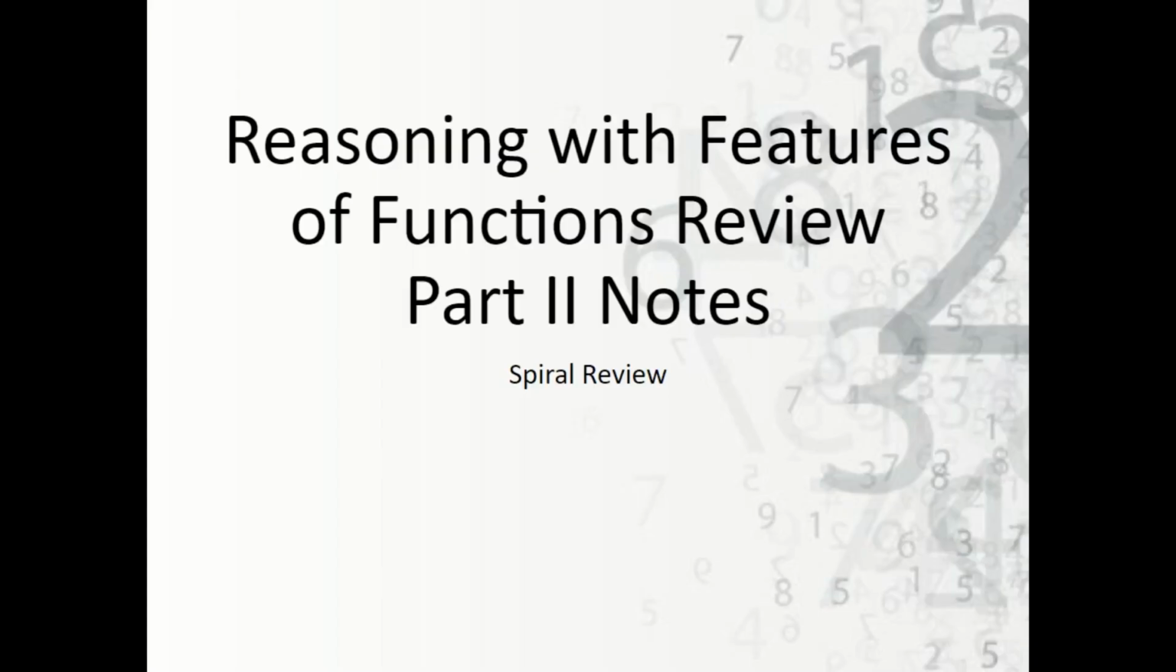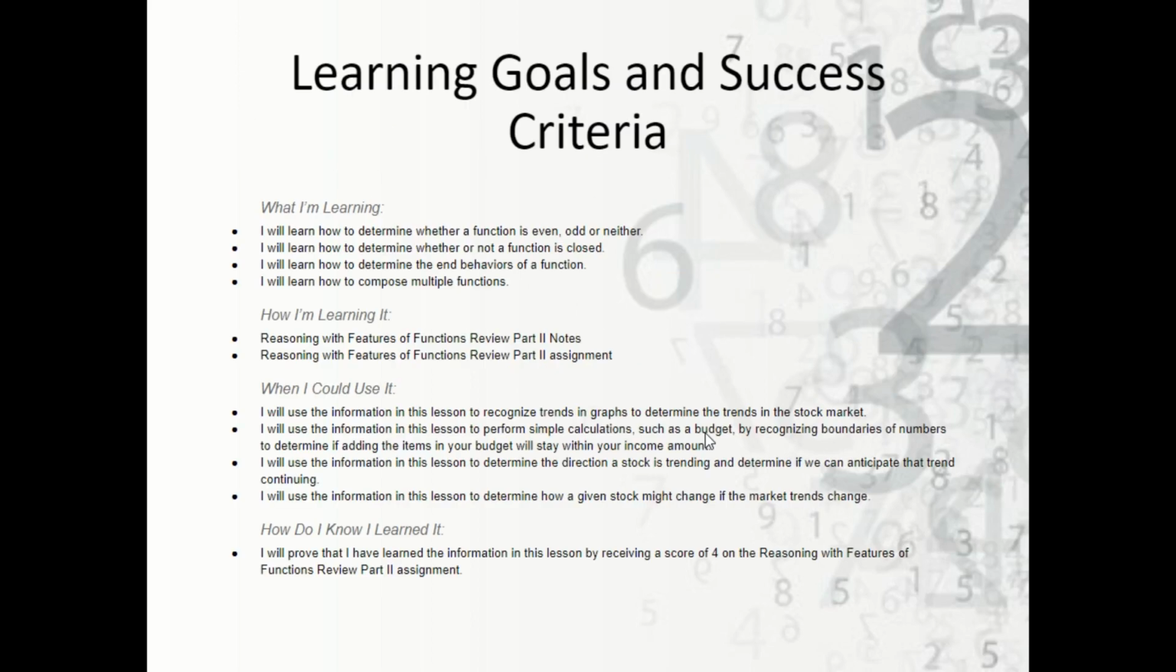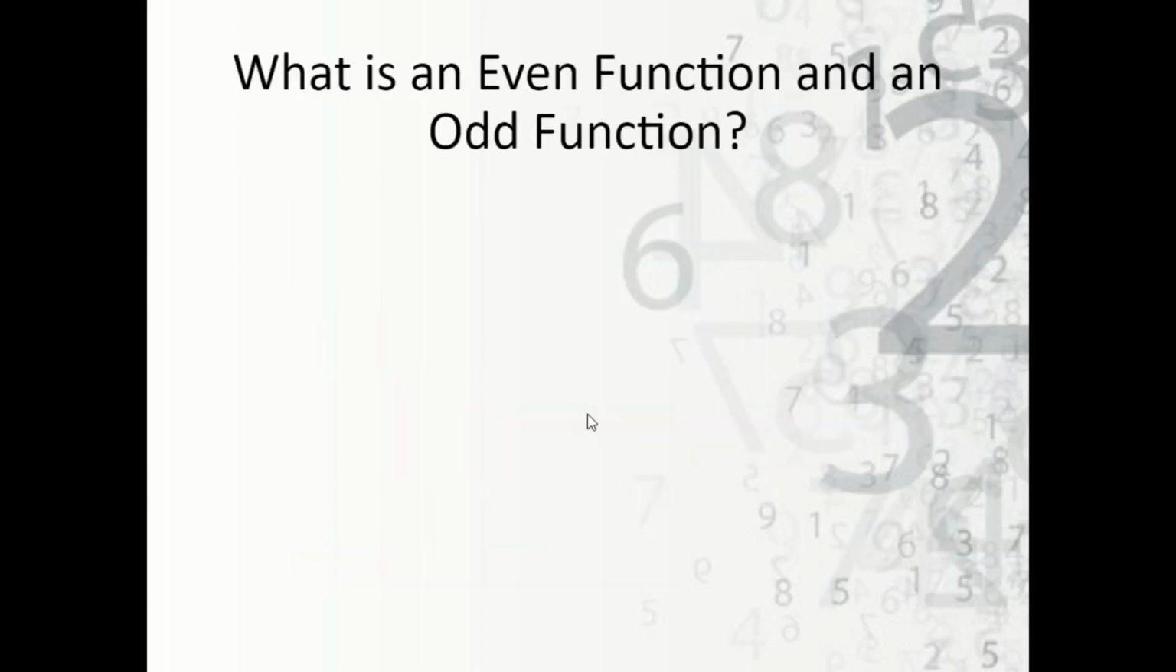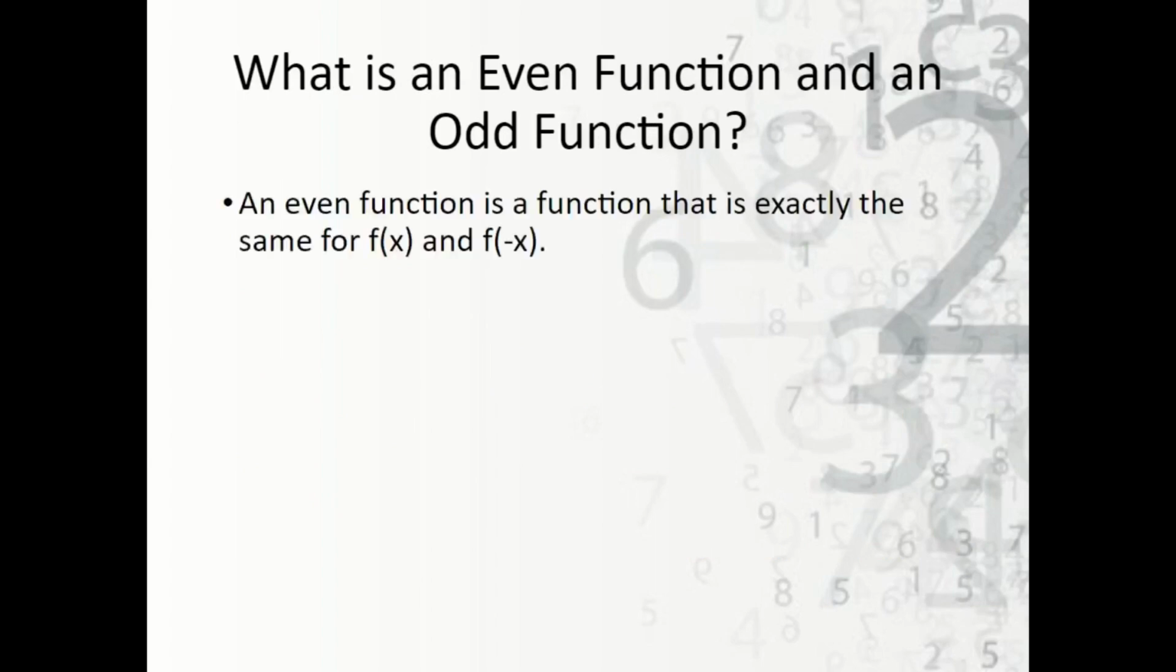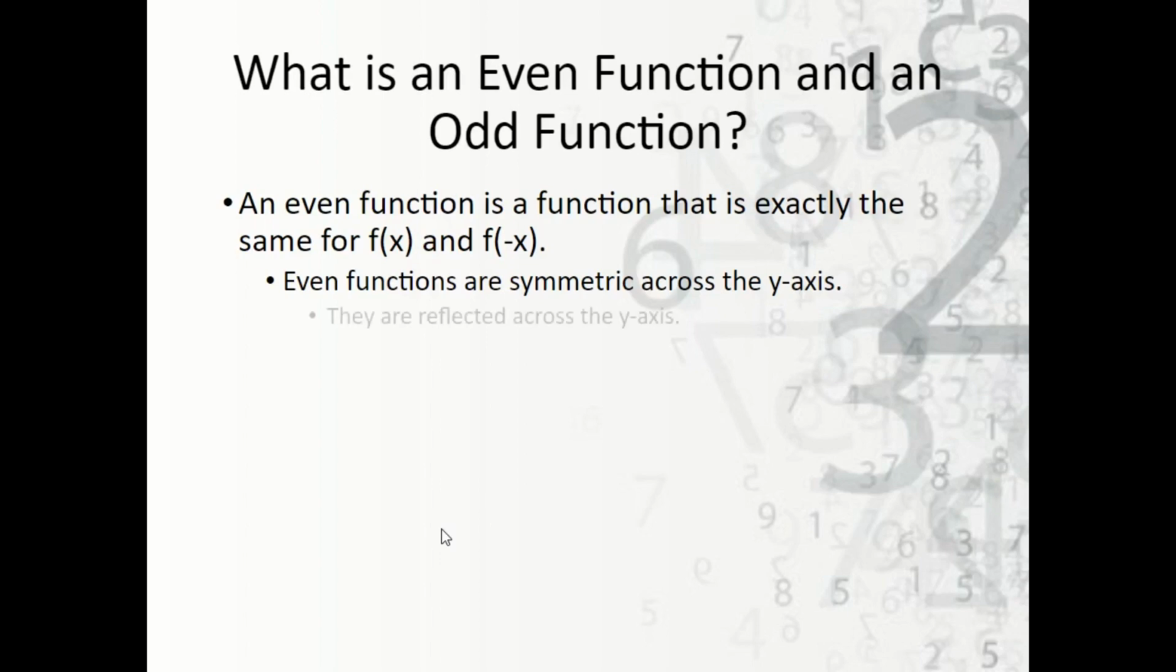Let's take a look now at the Reasoning with Features of Functions Review Part 2 notes. The notes begin with the learning goals and success criteria. So what is an even function and an odd function? An even function is a function that is exactly the same for f of x and f of negative x. So what this really means is that even functions are symmetric across the y-axis. So if I look on each side of the y-axis, I should see a direct reflection or a mirror of the function. So they are reflected across the y-axis.